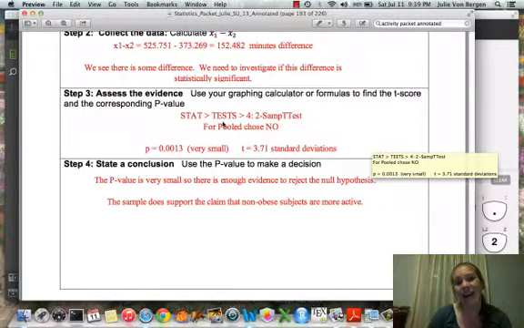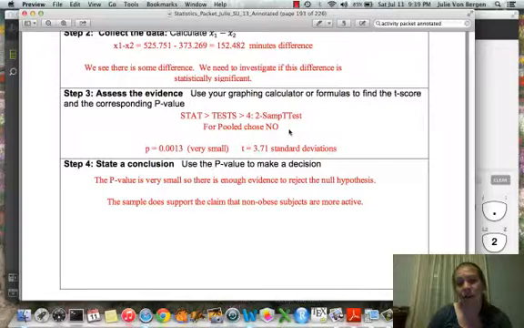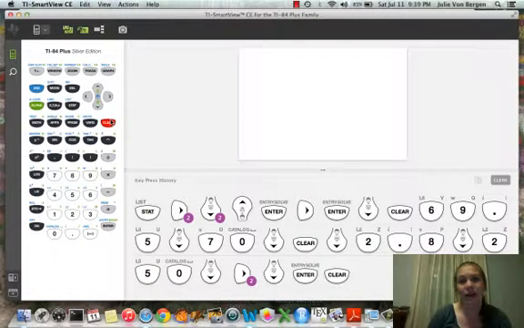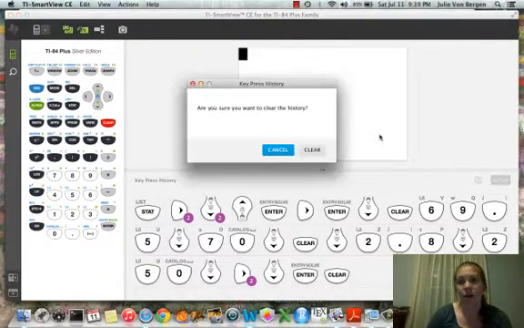So we're going to go to Stat, Test, and then we're going to arrow down and choose Choice 4 for two-sample t-test. And then in our class for pooled data, we're always going to choose No. So let's go over to the calculator and see how that works out. I'm going to clear out my previous screen. I'll clear out my key history.